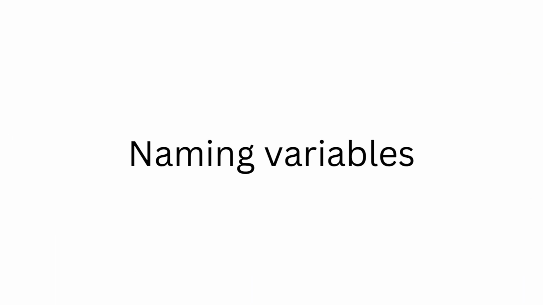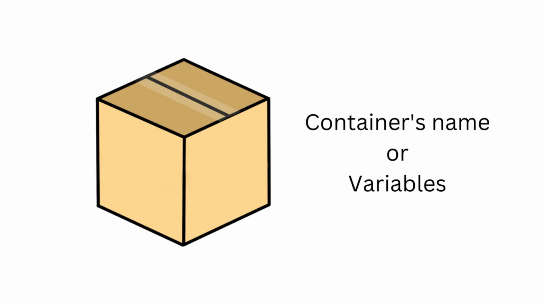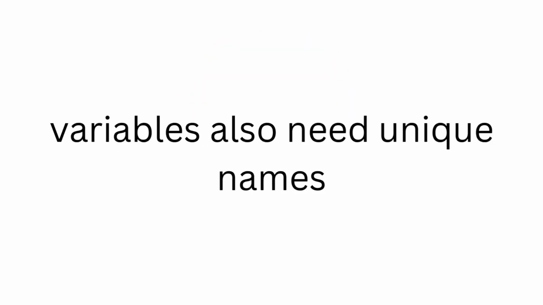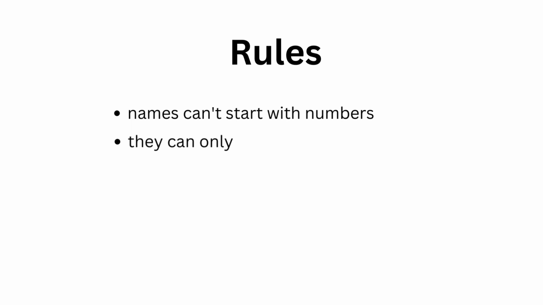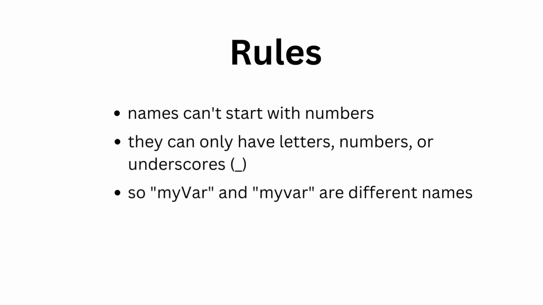Naming variables. Now, how do we create these containers? Well, first, we need to give them a name. Just like you have a name, variables also need unique names. But there are some rules. Names can't start with numbers, and they can only have letters, numbers, or underscores. Also, Python is case sensitive, so myVar and myvar are different names.